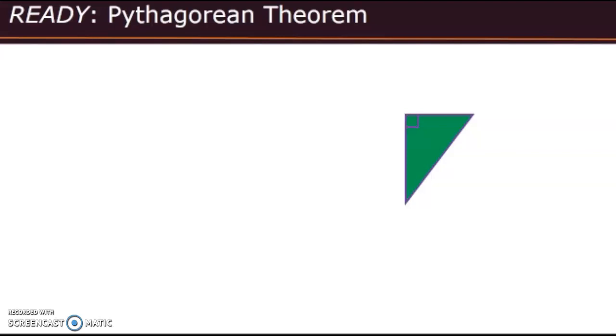triangle known as the Pythagorean theorem. Remember that the Pythagorean theorem states that if a, b, and c are the lengths of the sides of a right triangle, where a and b are the legs and c is the hypotenuse, or the side opposite the right angle, then a squared plus b squared equals c squared is the relationship between the sides.